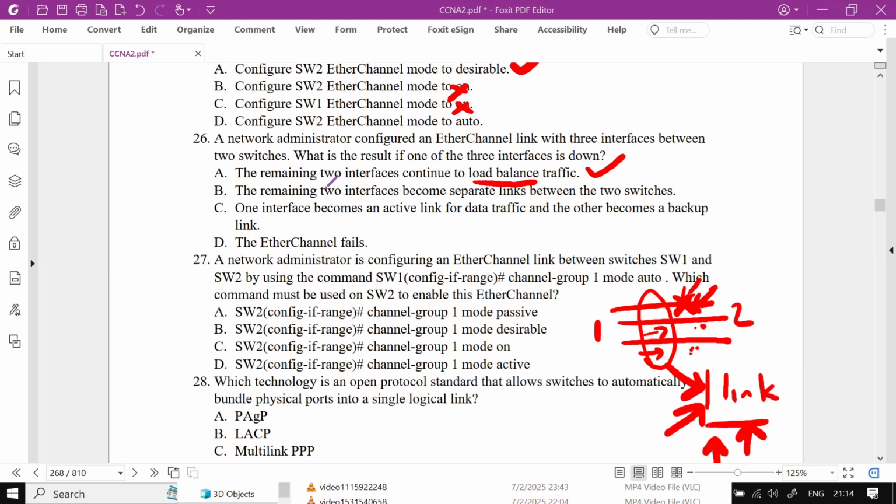So we are saying if one fails, the other two will balance the load amongst themselves. What if one fails, the other one balances the load? Then C is saying if one fails, the other ones are needed as a backup. What's the difference?